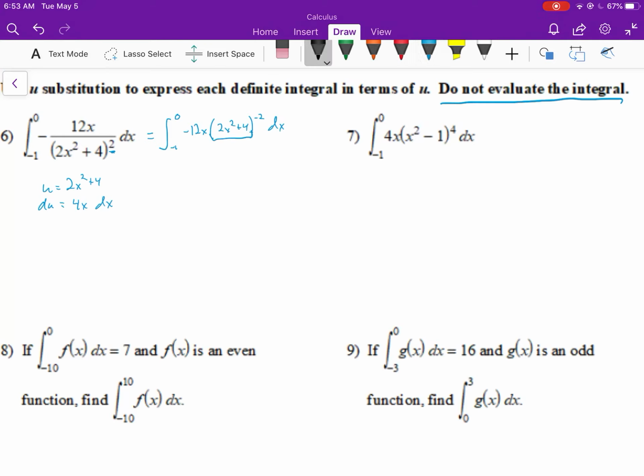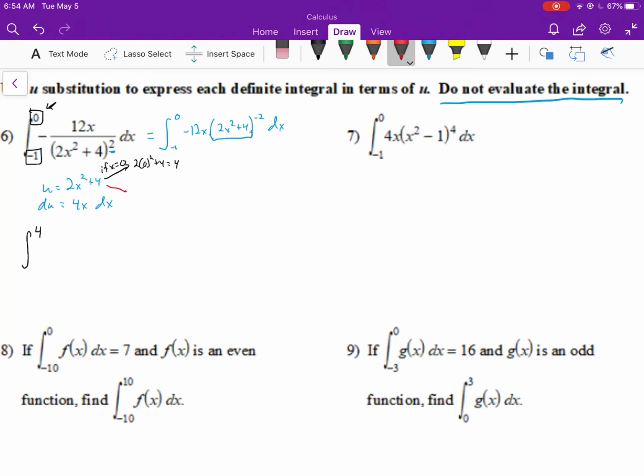All right, we can go to make our substitution. And these were to be used when we were dealing with x, but we're not dealing with x anymore, so we have to change them to be in terms of u. So when x is 0, so that's this one up here, what does u equal? Well, we have 2 times 0 squared plus 4. So u equals 4, so our top one needs to be 4.